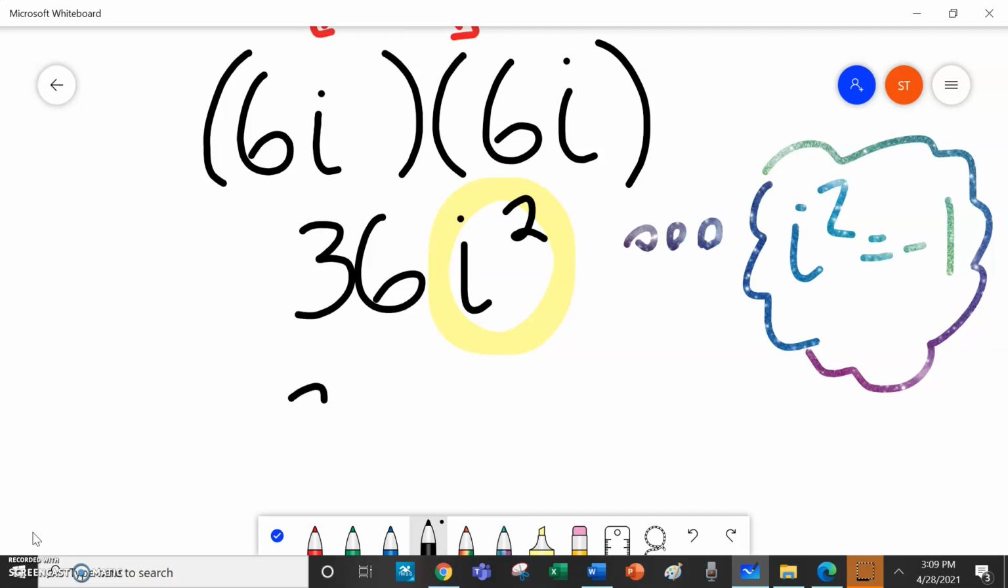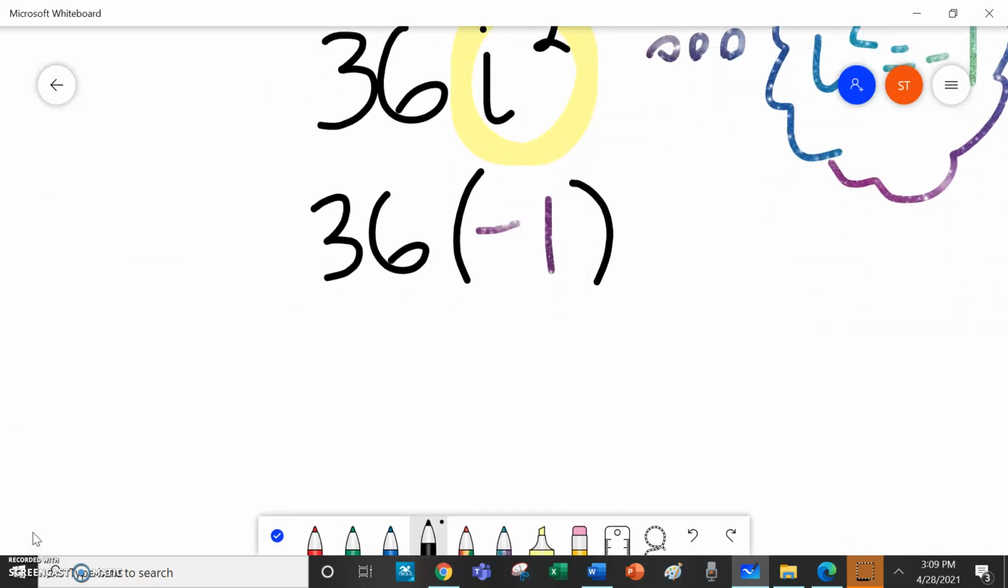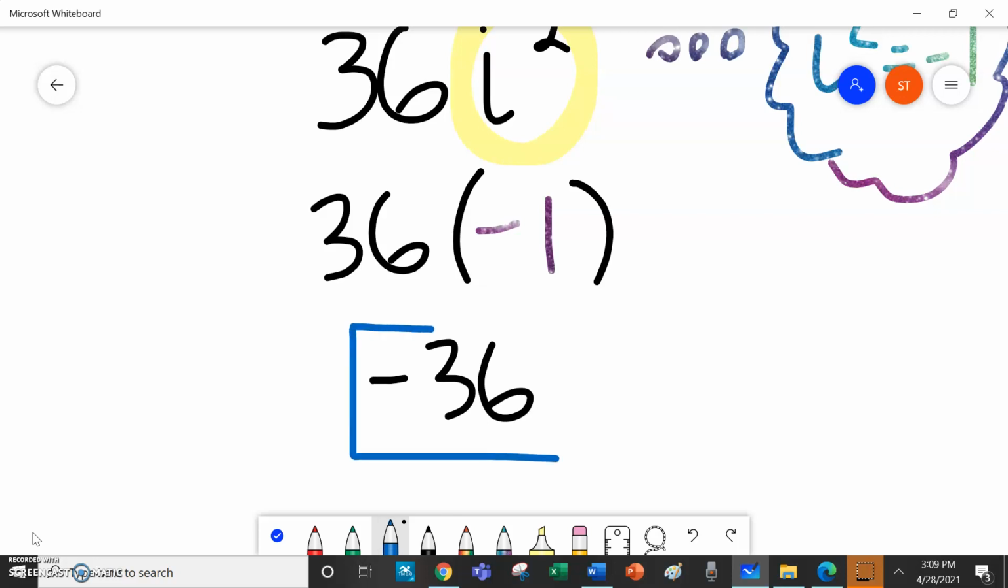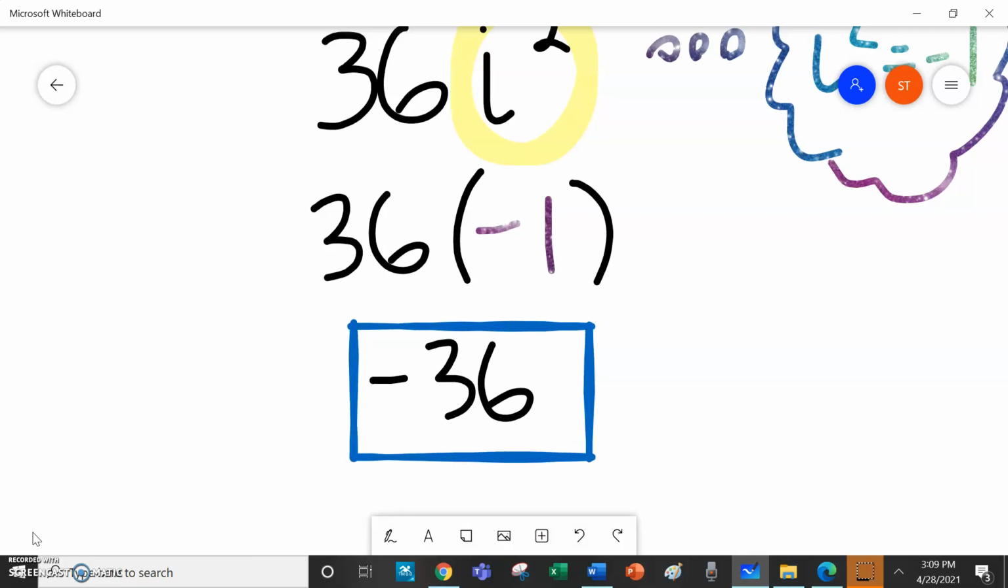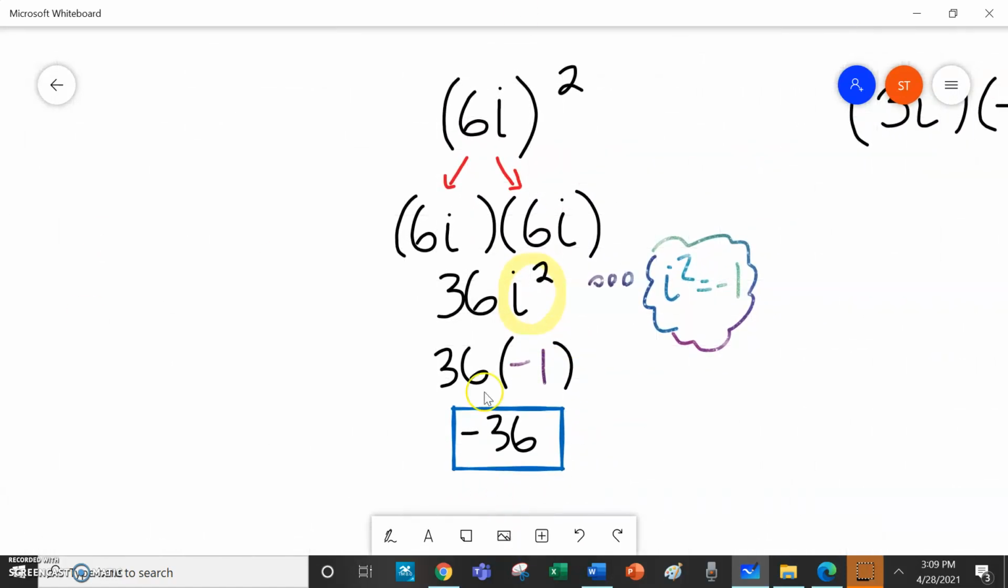Therefore, I can replace i squared with -1. And if I'm multiplying 36 times -1, I'm going to get -36. So the final answer, the simplified form of 6i to the second power, is -36.